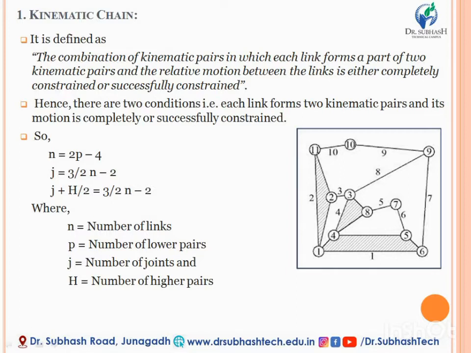Based on the above discussion and the figure, there are relations for the kinematic chain: n = 2p - 4, j = (3/2)n - 2, and j + h/2 = (3/2)n - 2. In the first equation, n stands for the number of links, so through this equation you can determine the number of links connected in the entire mechanism, whereas p stands for the number of lower pairs. So you can easily calculate the number of lower pairs in a mechanism using that relation too. j stands for the number of joints, and h stands for the number of higher pairs available in the given mechanism.